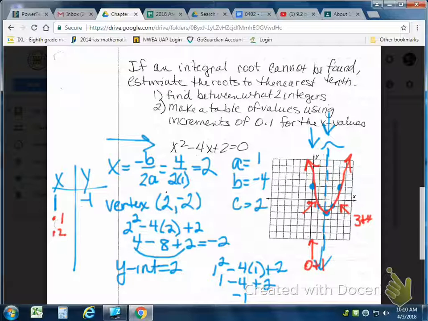So we're going to stop the video. I'm going to break the class into 2 halves. Half of you are going to try one side, half of you are going to try the other. We're going to come back on the video when you have your answers.